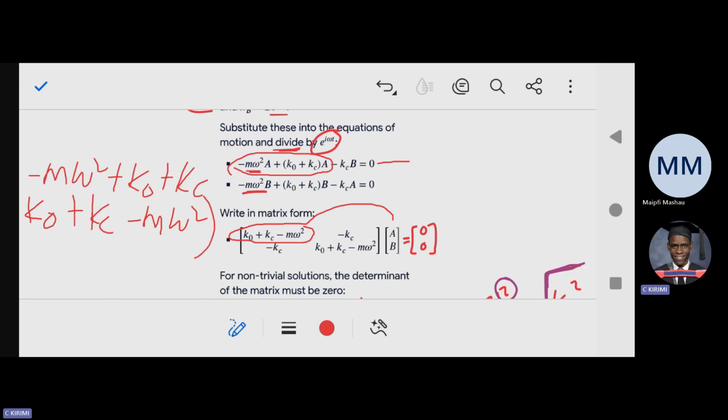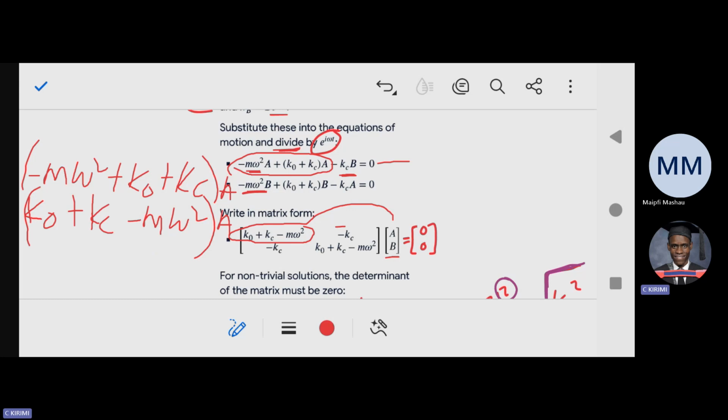The A is there, which means we are multiplying it by what? By A. Okay. So this is the A in the matrix. Then the KC, this one, which has a negative, is being multiplied by B, which is the bottom, which means our matrix is A and B. Since we want to solve for omega, we are putting the equation in a matrix.